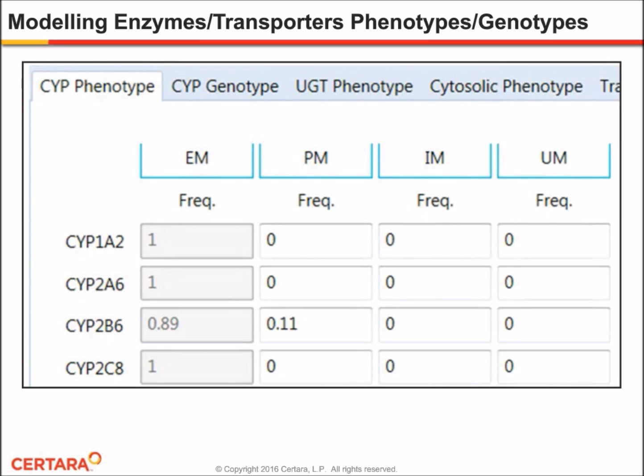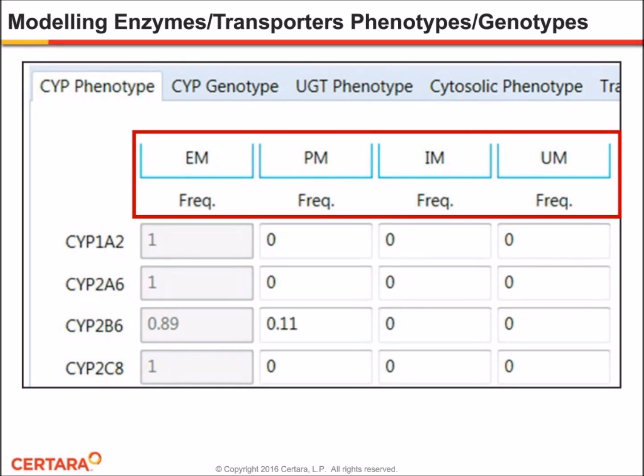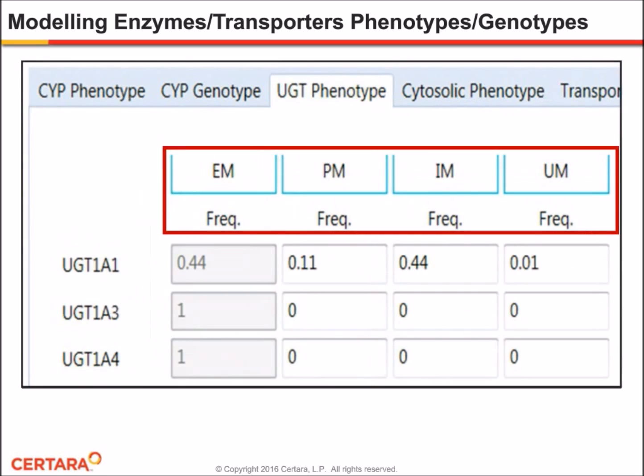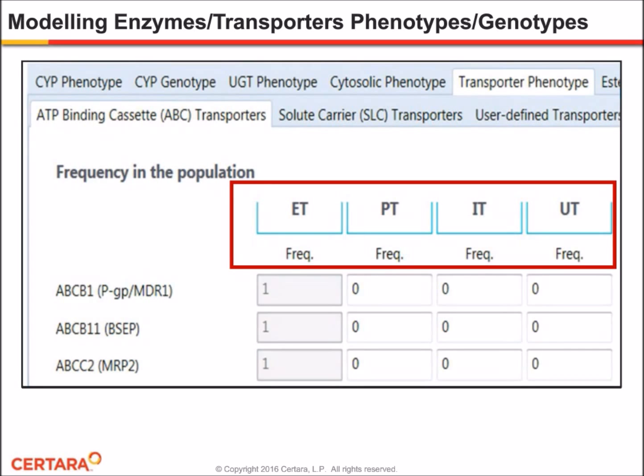Another aspect towards estimating the disposition of the drug in a population is the phenotypic status of the population. So basically, in SimCYP, you can assign extensive metabolizers, poor metabolizers, intermediate metabolizers, or ultra metabolizers for CYP enzymes in your population. And similarly, you have the UGT phenotypes for your population, and also you can assign transporter phenotypes for your population. So all these aspects are important in terms of knowing what kind of metabolism or what kind of drug-drug interactions you are looking at when you're administering a particular dose to a particular subset of the population.